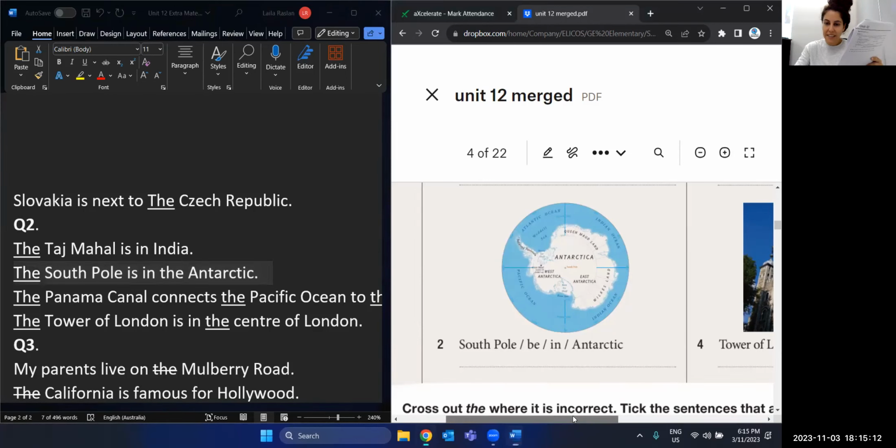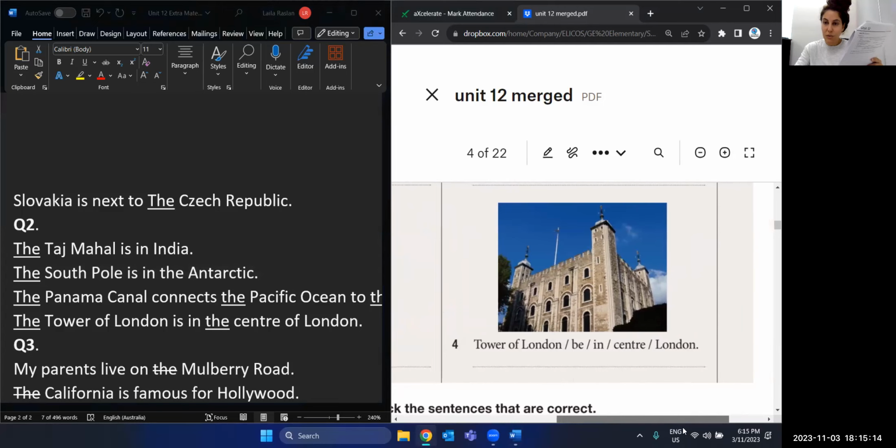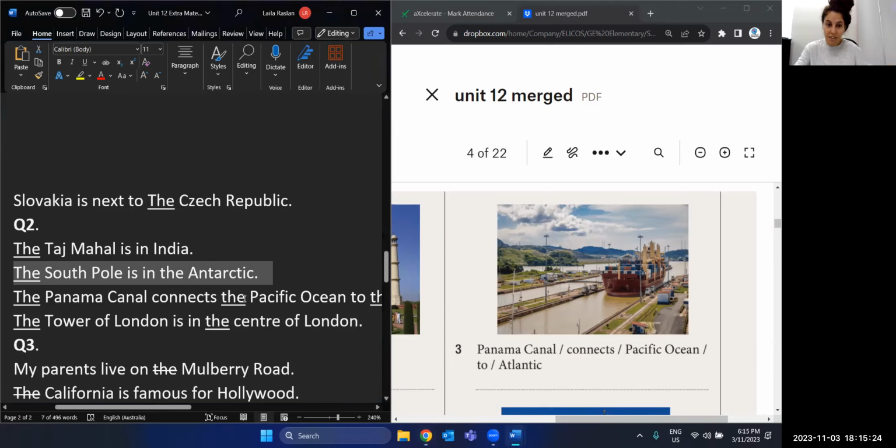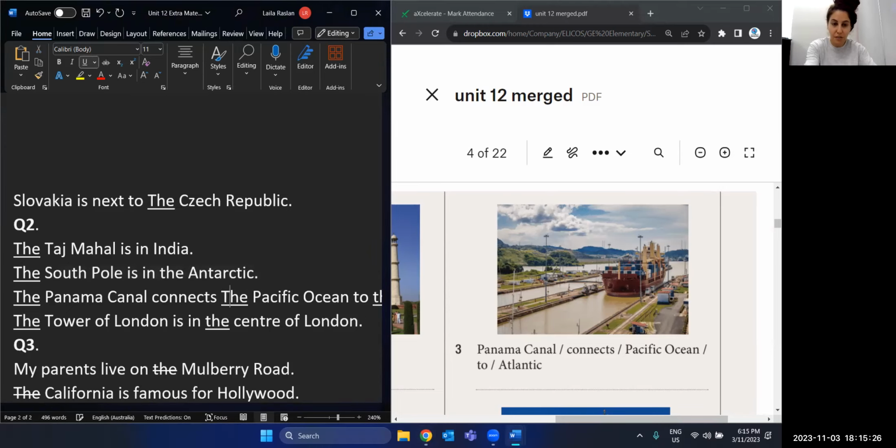Number 3, the name of a canal where water flows, the canal connects the Pacific Ocean. Remember, we need the for names of oceans. The Pacific Ocean to the Atlantic.